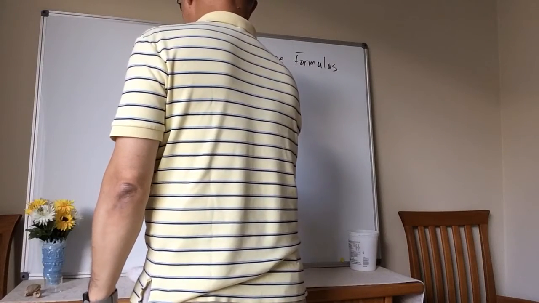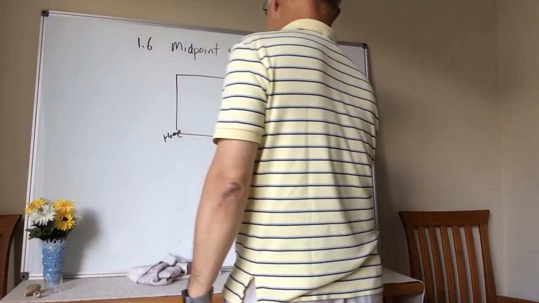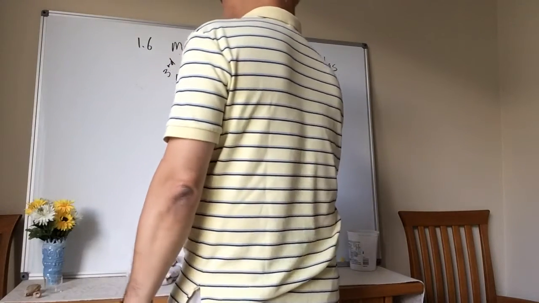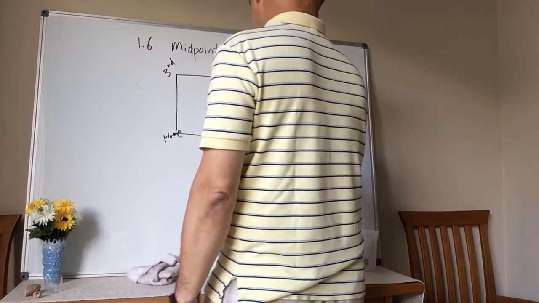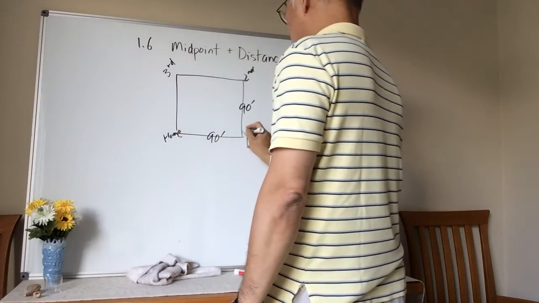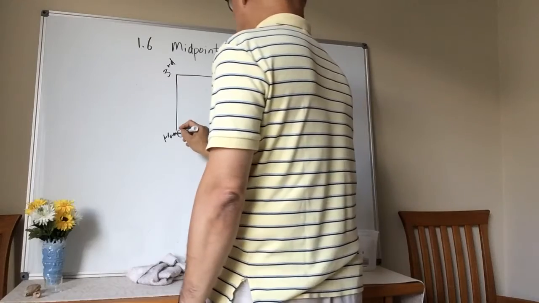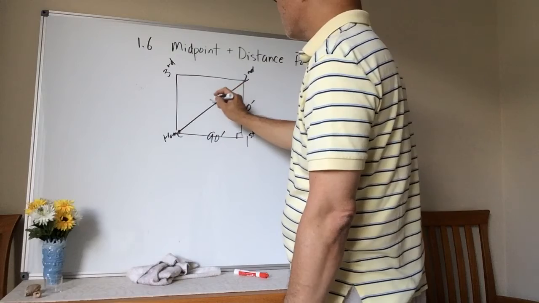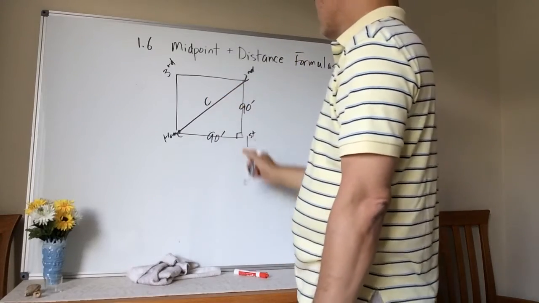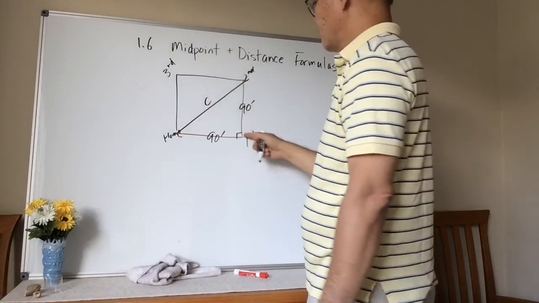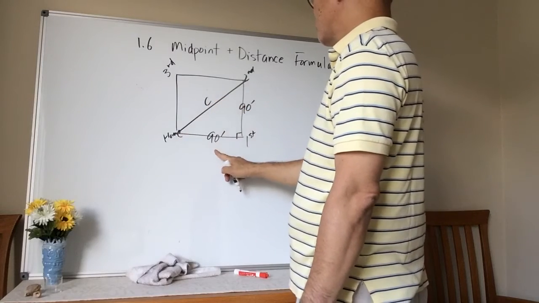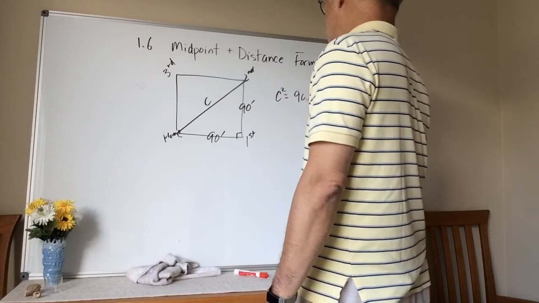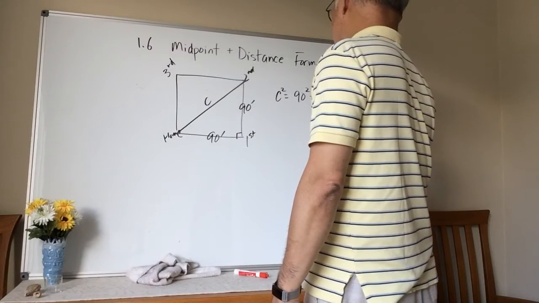So this is home plate, first, second base, third base, and this is 90 feet. And this here is 90 feet. And this is 90 degrees. So if we threw it from home to here, we want to find this distance here. So we want to find this guy. So in this right triangle, c squared is this leg squared plus this leg squared. So c squared is equal to 90 squared plus 90 squared.